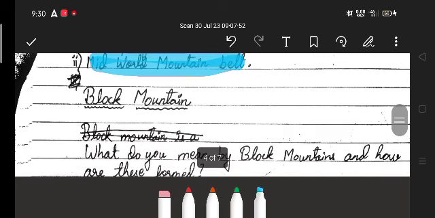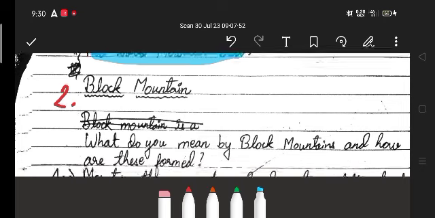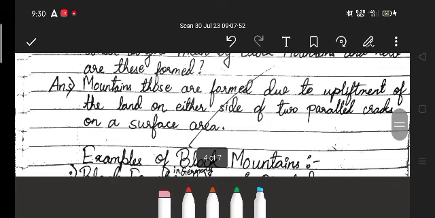Now, we come to our second classification, that is block mountains. What do you mean by block mountains, and how are these formed? Mountains that are formed due to upliftment of land on either side of parallel cracks on the surface area are called block mountains.